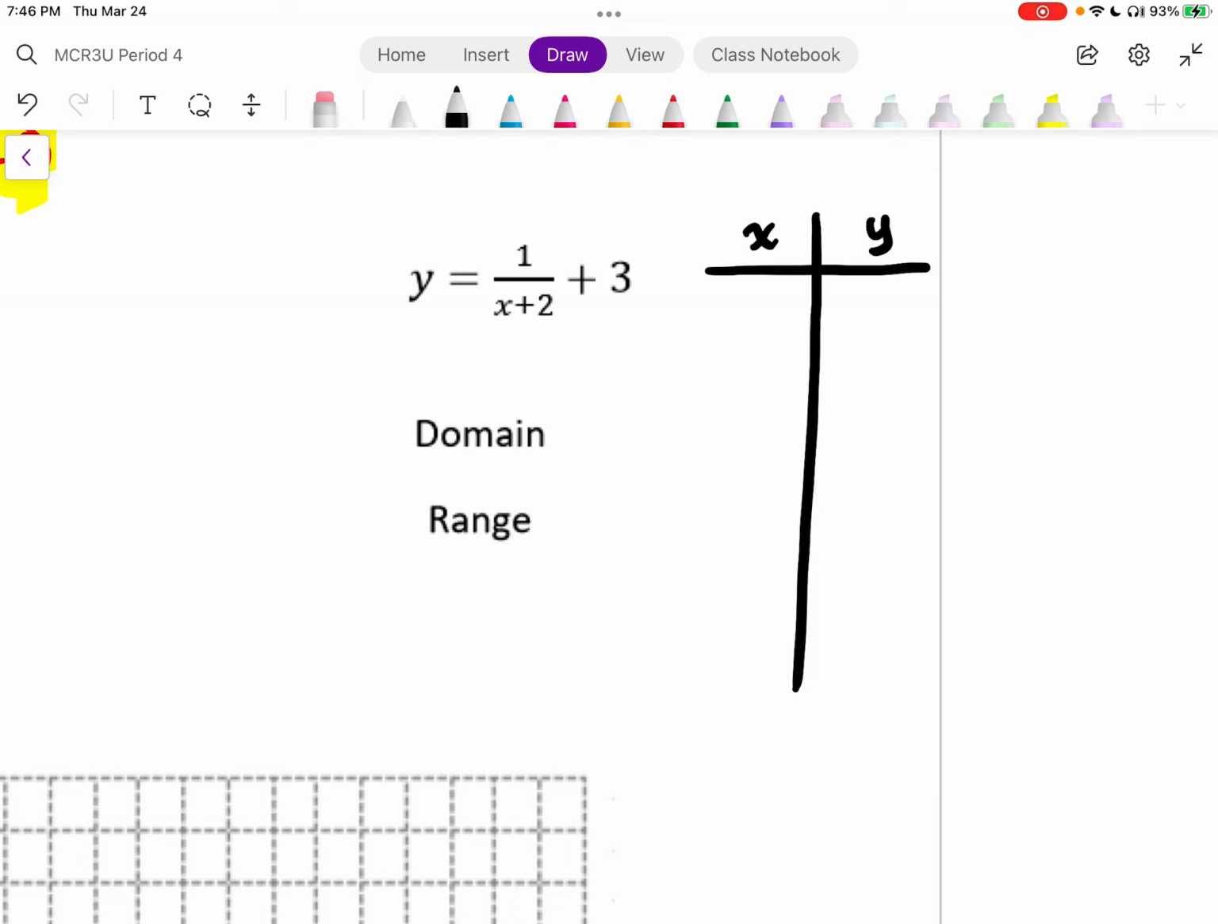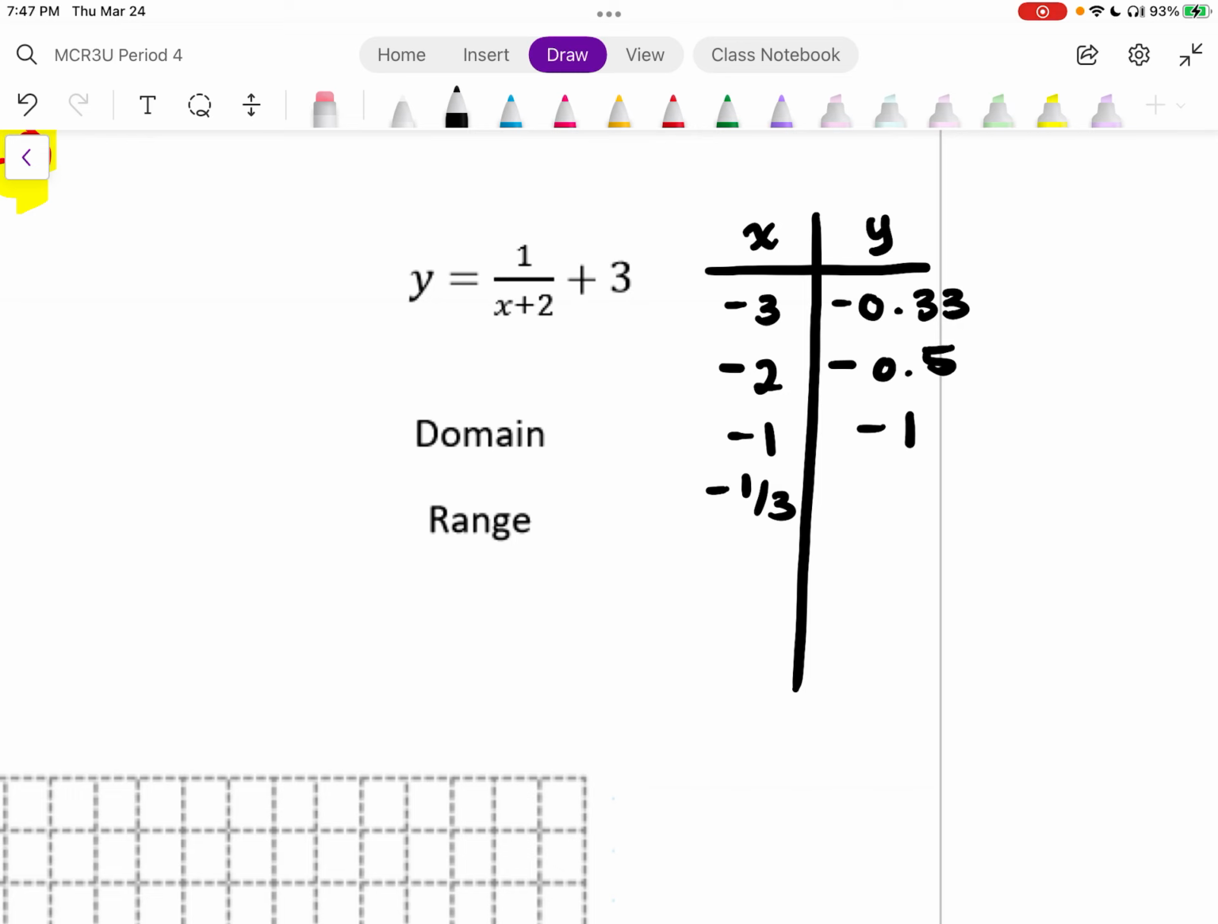So here we have x and y, right? For the original formula, we have x = -3 goes to -0.33, or -1/3. We have -2 that goes to -1/2, or -0.5. Then we have -1 and -1.